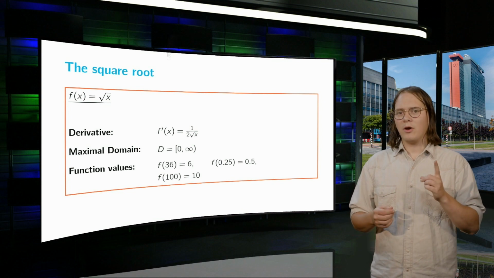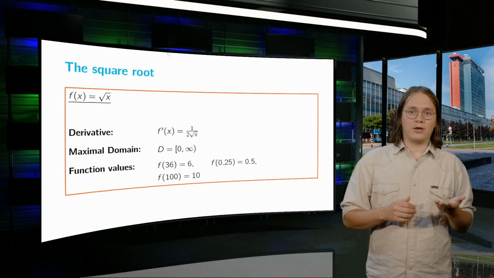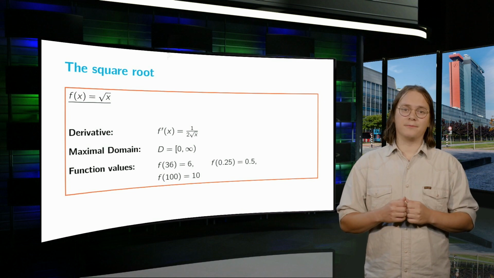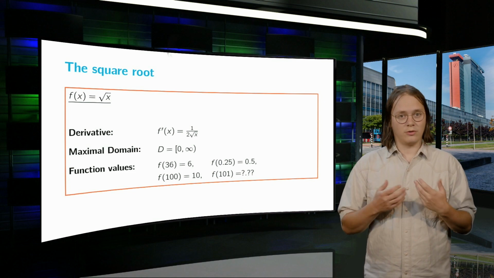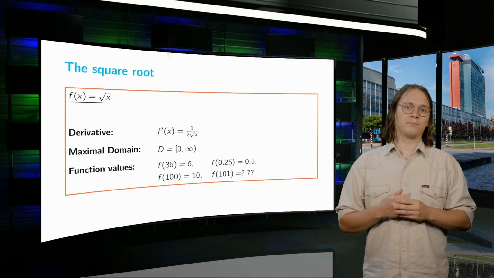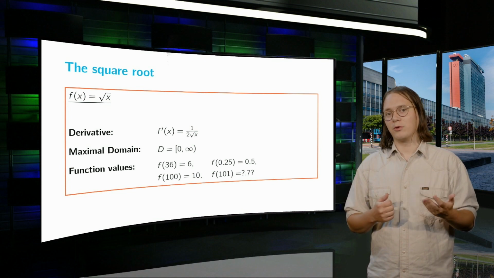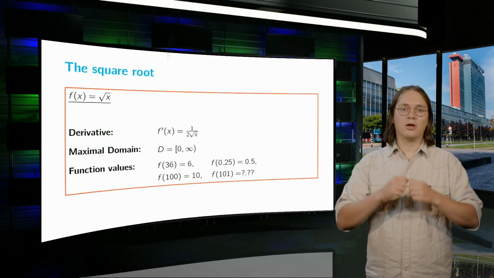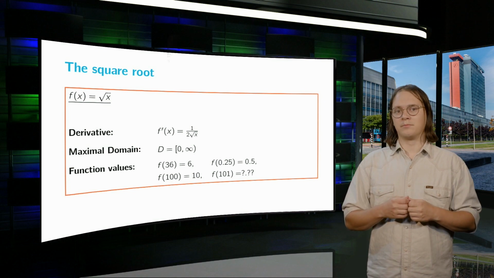However, can we also provide the value of this function at other points? Maybe ones that are quite close to the ones I just mentioned. Like, what is the square root of 101 in terms of a decimal expansion? Finding decimal expansions of function values is often important if we want to base decisions on our mathematical models, and if we want to do quick computations.